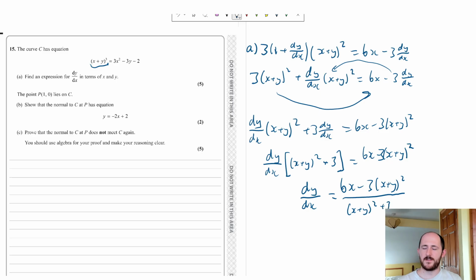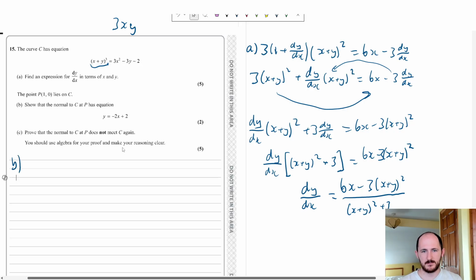And there you go. For 5 marks, I actually think that's pretty reasonable. But with implicit, people always forget about like the dy dx and all of that fun stuff, and they get a bit confused with it. Especially when you have to differentiate something like 3xy, and they get a bit confused there, where it's 3y plus 3x dy dx. That gets a bit confusing.